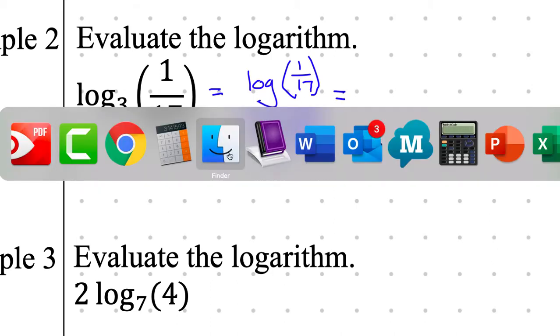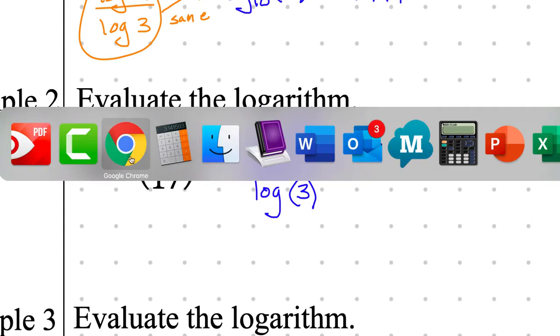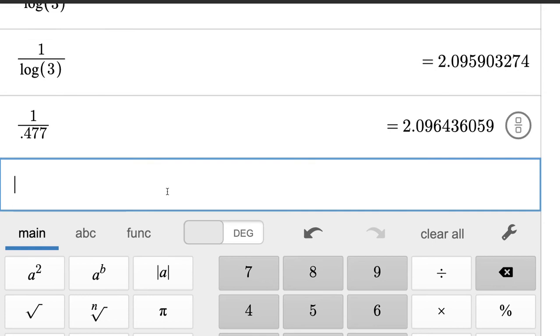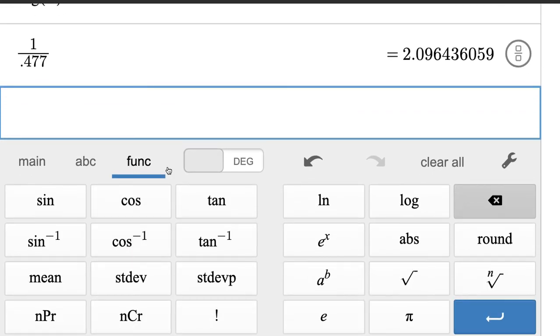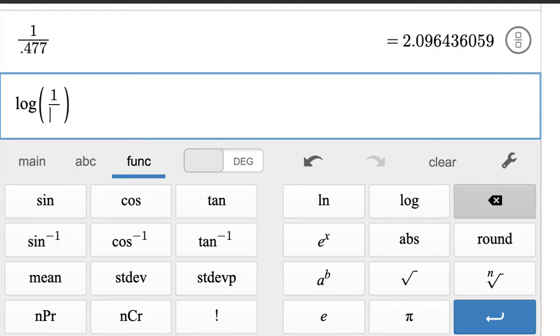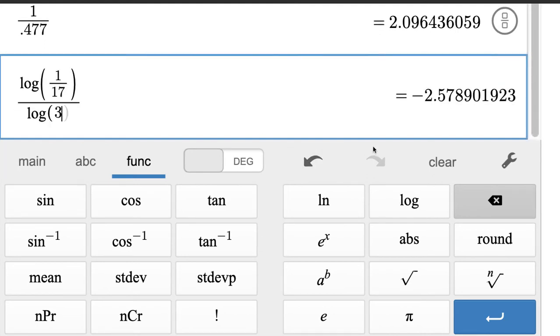So I come back over here, and again, just making sure it's always the log of the inside divided by the log of the base, and you're good. And again, I can choose whatever base I want here. I'm choosing 10, that way I can save some writing time. The log function, by the way, is a function, so you can type in log, or you can just type in the letters L-O-G, and it will turn into a log. So log of 1 over 17, and that all divided by log of 3. And we get negative 2.579. I'm rounding to the 3rd decimal place, so negative 2.579.